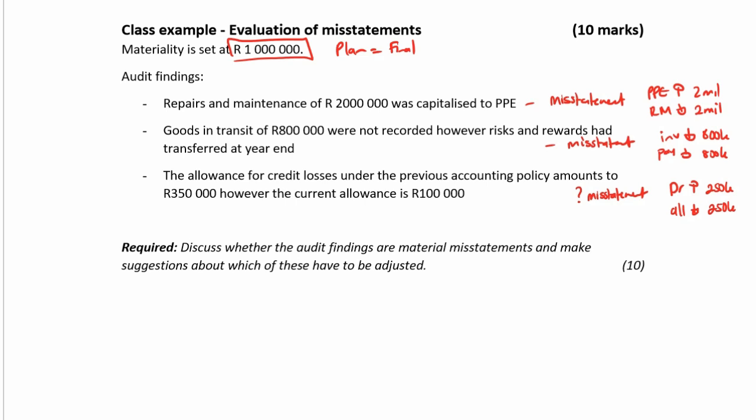Okay, my required. Discuss whether the audit findings are material misstatements and make suggestions about which of these have to be adjusted. So all I have to do is go to each of the audit findings and discuss if they are materially misstated. I've already made some notes about misstatements, but now I need to see, are they materially misstated? And then what should they do to adjust so that they are not misstated?